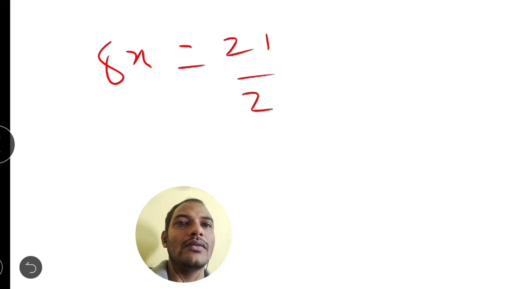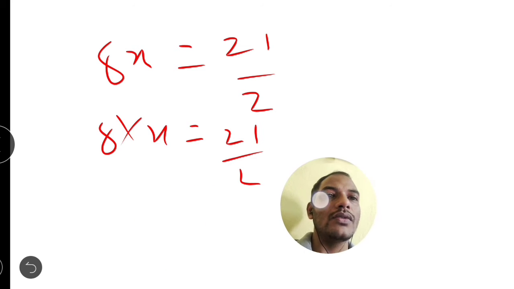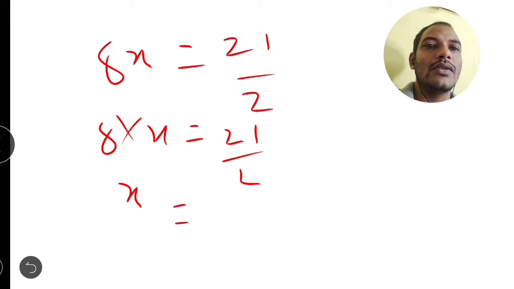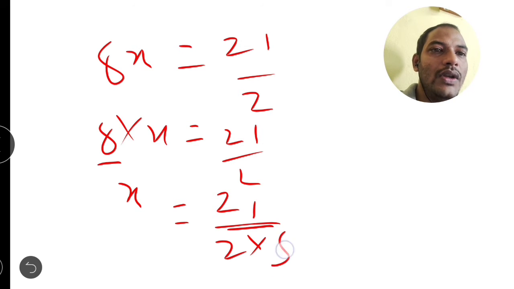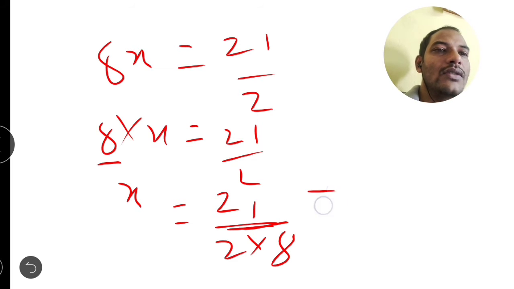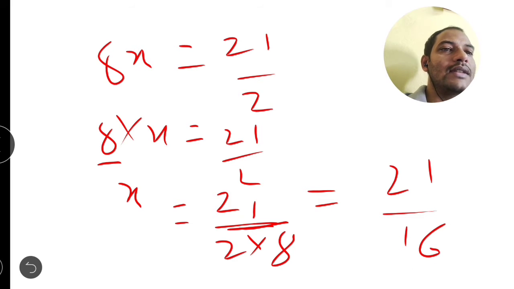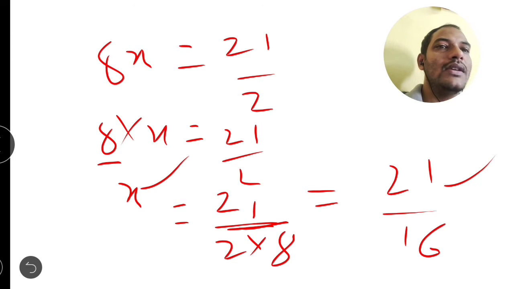Now we require the x value. So 8x, nothing but 8 into x, equals 21 by 2. Then x equals, here 8 is multiplying, so when you transpose it to the RHS side, it will go to the denominator place. But in the denominator we already have a number. So what will happen? 2 into 8, it will go to the denominator place and multiply with the denominator which is already there. So it equals 21 by 2 8s are 16. There is no other cancellation for 21 by 16. So the x value is 21 by 16.